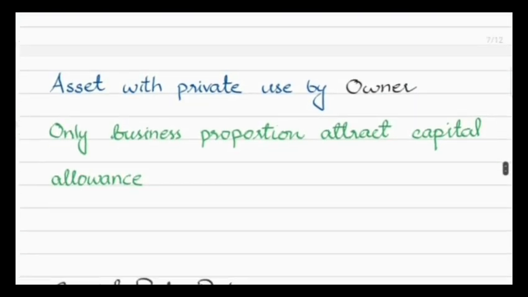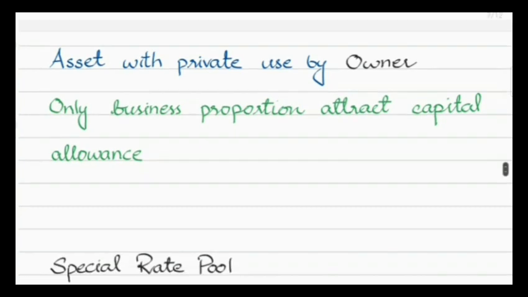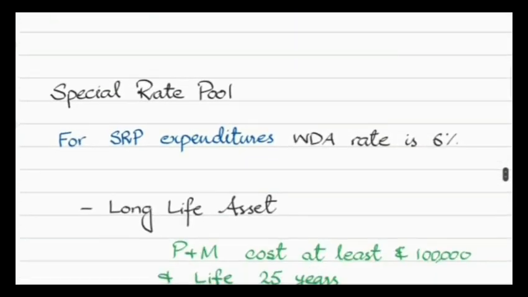Assets with private use by owner. Remember, owner's private use matters here, not the employee's private use. Only the business proportion attracts capital allowance.